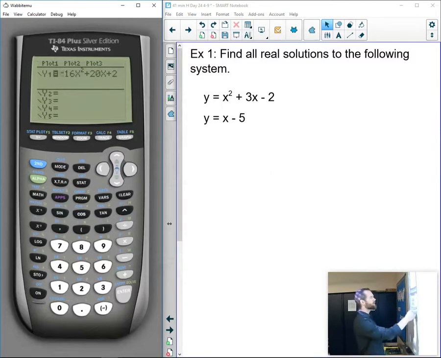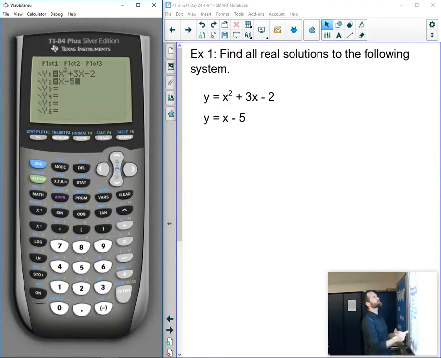Let's go to y equals, clear out what we had before, x squared plus 3x minus 2. And when we're typing this in, keep in mind that it is possible to solve these by hand. We could still use a substitution method. Elimination might not be the best way to do it. If I was going to solve this by hand, I'd do it by substitution. But solving by graphing with a graphing calculator is going to be so much faster. So x squared plus 3x minus 2 and x minus 5.